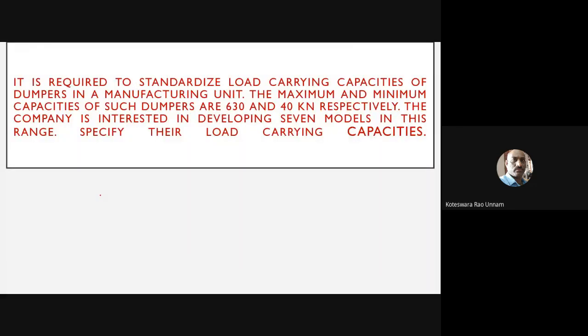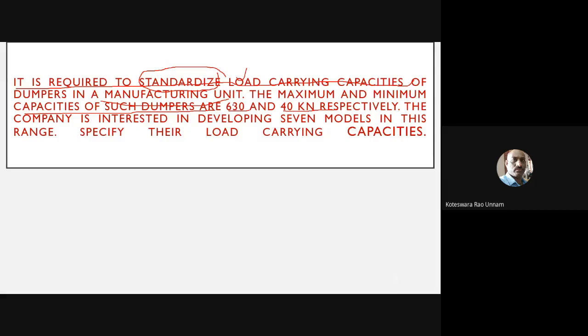Okay, then I have a small problem on this: how I can select the numbers for a given standardization. I'll read the question first, then we'll answer it. It is required to standardize the load carrying capacities of dumpers in a manufacturing unit. So it is a standardization question, and the standard here is the load: the load carrying capacity of the dumper is standardized. The maximum and minimum capacities of such dumpers are 630 newtons and 40 kilonewtons respectively.